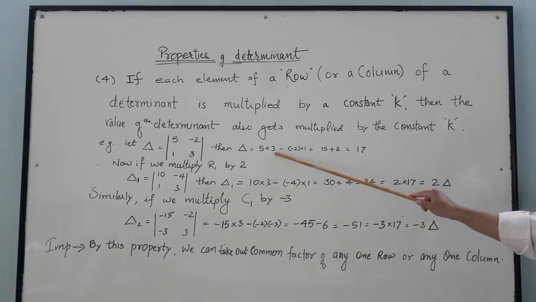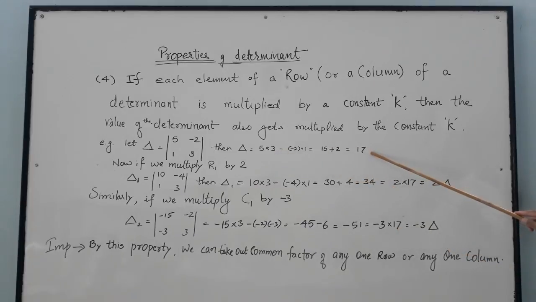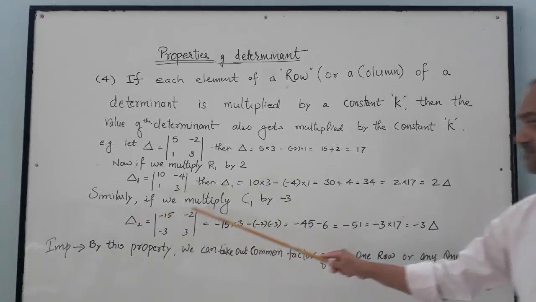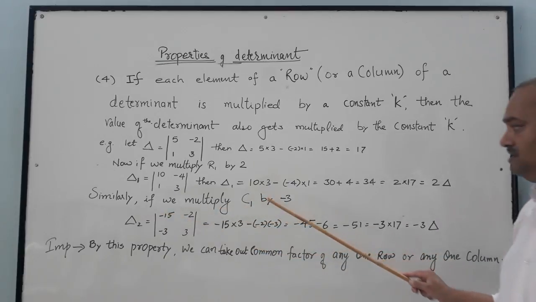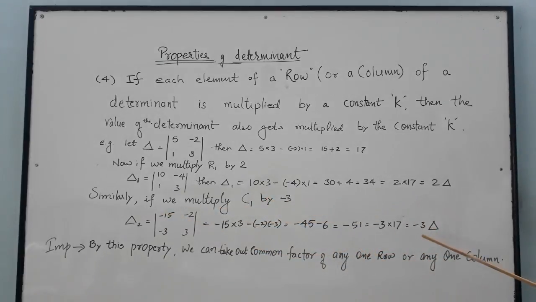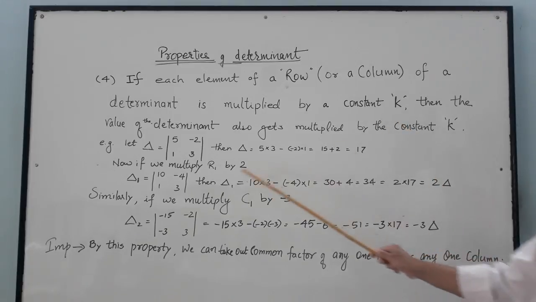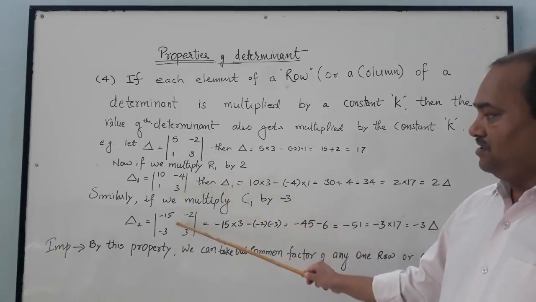Minus 51 we can write as minus 3 into 17. 17 was the value of previous or original determinant. So we can write delta 2, which was obtained by multiplying first column by minus 3, is equal to minus 3 into delta. So the value of the determinant is also multiplied by that constant if you are multiplying that constant in any row or in any column.